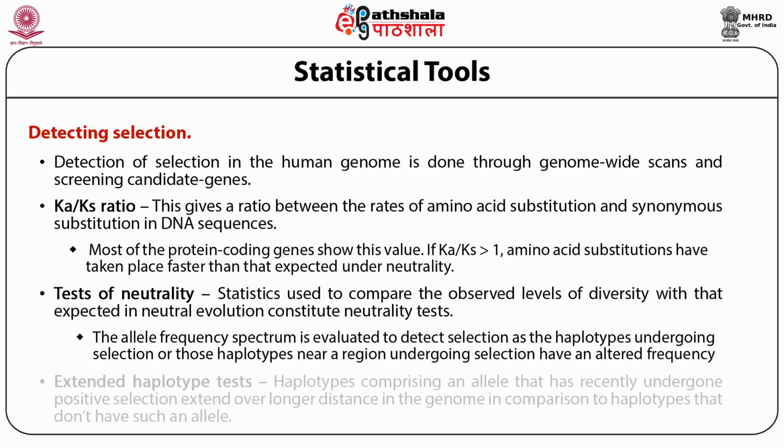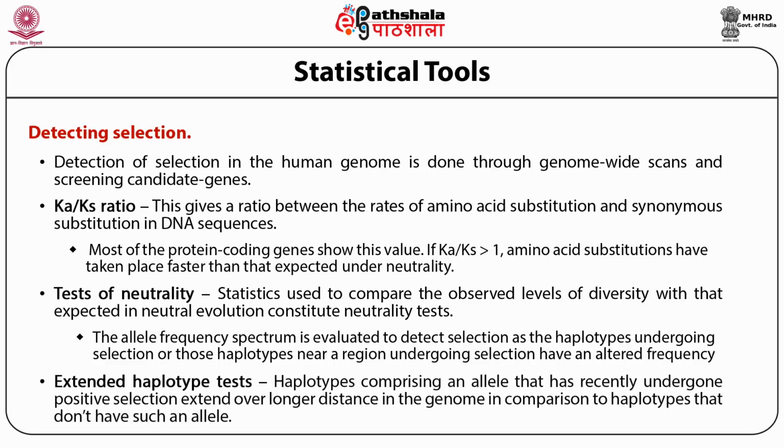And finally, the extended haplotype test. A haplotype comprising an allele that has recently undergone positive selection extends over a longer distance in the genome in comparison to haplotypes that do not have such an allele. An increase in the frequency of the selected allele leads to an increase in frequency of other alleles of the haplotype. Reduction of this signature of selection is called an extended haplotype test.